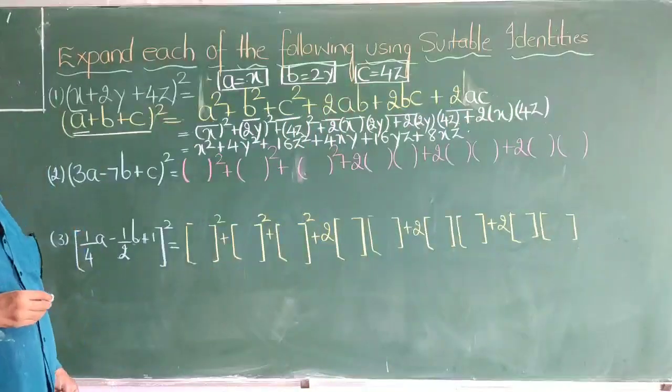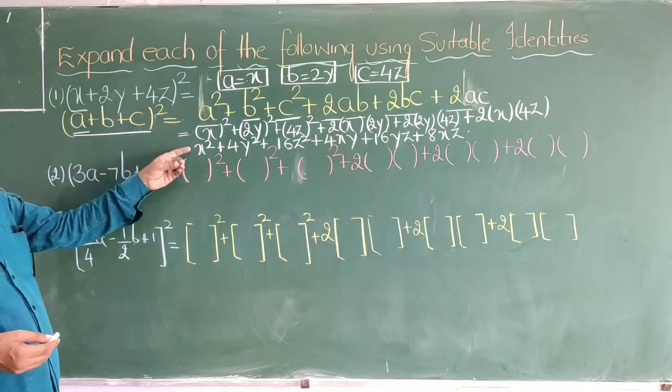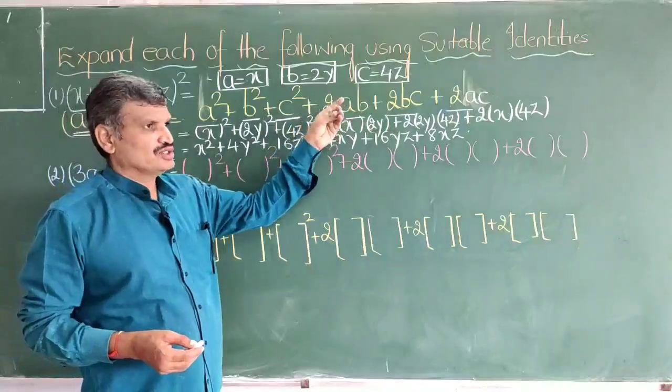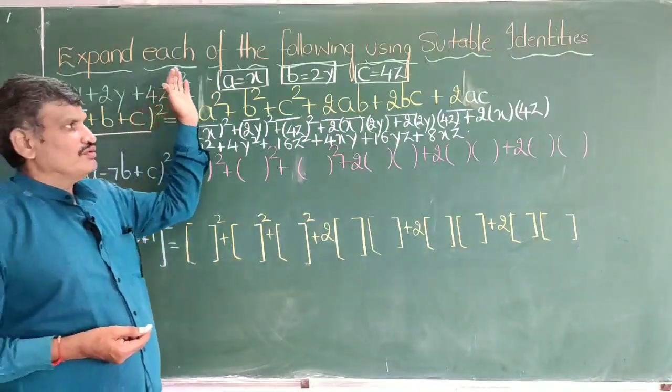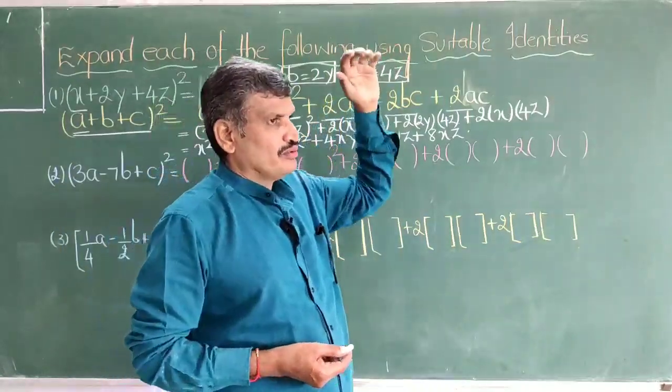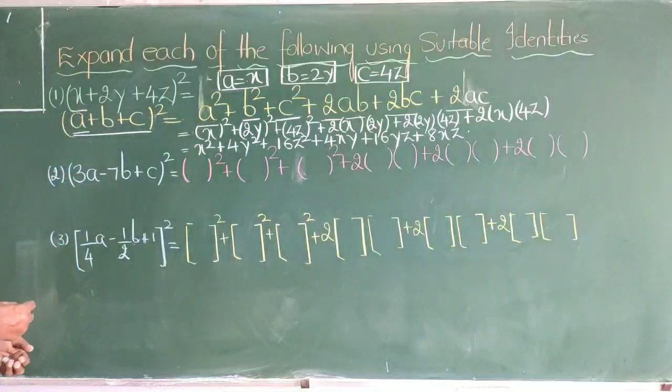So what I have got here is (a plus b plus c) whole square. I have used the formula and solved it. But I told you that only the first problem we will do by this method. The second problem I will just tell you a simple technique of doing it. What is that simple technique?